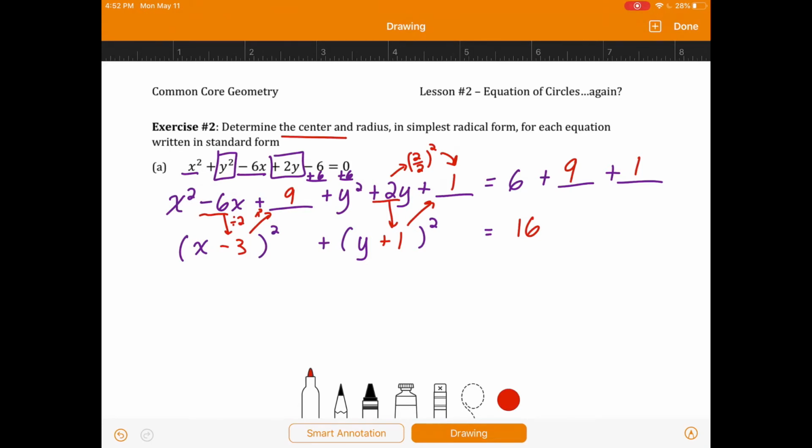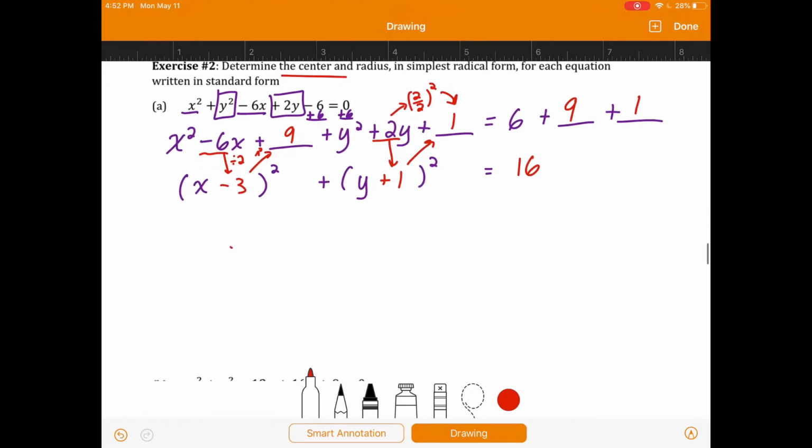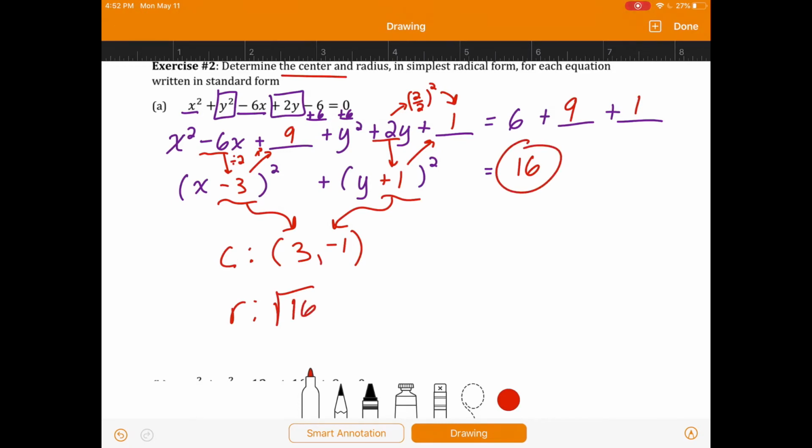So we're going to have the question answered at some point here. So we need the center and the radius. So the center is going to come from these pieces. So we're going to have it be 3 and -1. Okay, that comes from the opposite of each of these. And then the radius is going to be the square root of whatever's over here. So that means it's going to be 4.